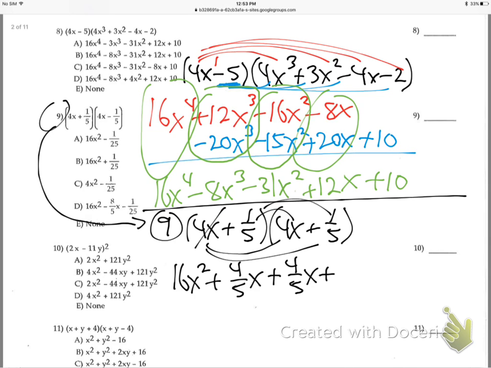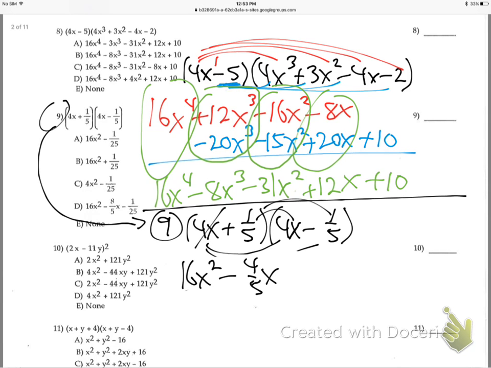One of those was negative. I did that same thing. It's crazy. I am making exactly the same mistakes. All right, 4x, I'm going to back up. One of those is supposed to be negative. So 16x squared minus 4/5 x, and then boom and a boom, plus 4/5 x minus 1/25. Like that.